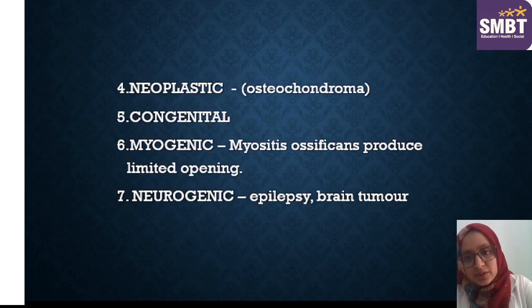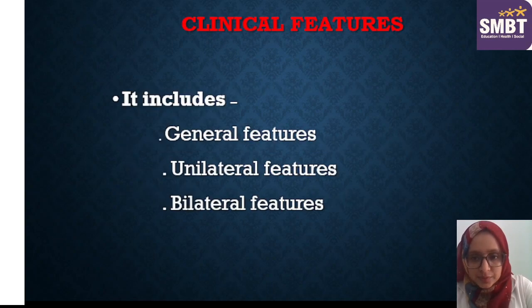More advanced things are neoplastic reasons. Congenitally, the TM joint can be ankylotic, and myogenic. What do you mean by myogenic? Myo is related to muscle. So myositis ossificans produces limited opening, which leads to ankylosis. Neurogenic causes may be because of epilepsy and brain tumor.